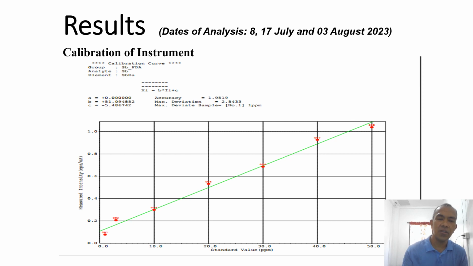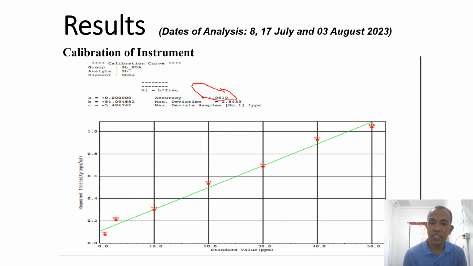So this is the calibration of the instrument. I used 1 ppm to 50 ppm. The accuracy is 1.95. According to the Shimadzu representative, this is an ideal calibration linearity. This is the calibration.